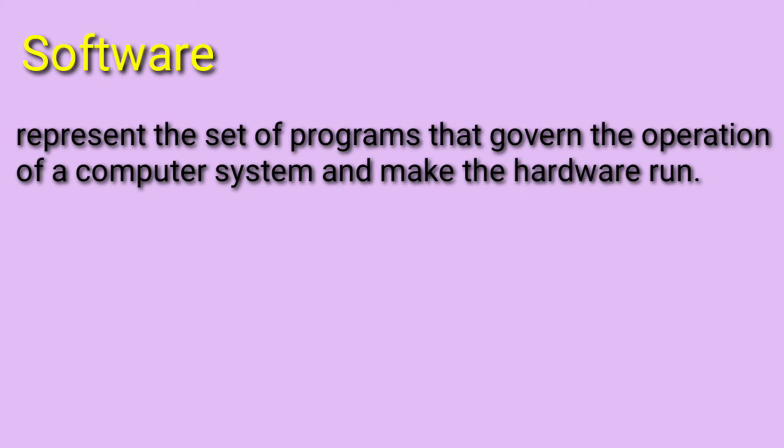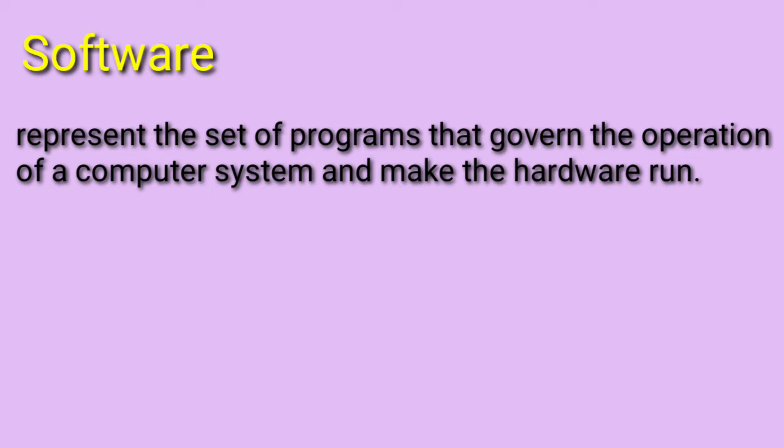Now let us see what software is. Software actually represents the set of programs that governs the operation of a computer system and makes the hardware devices run. So to run and control the hardware devices of the computer, like the input and output devices, monitor, keyboard, mouse, we need different software, and those are the logical part of the computer. They govern the operation of a computer system.